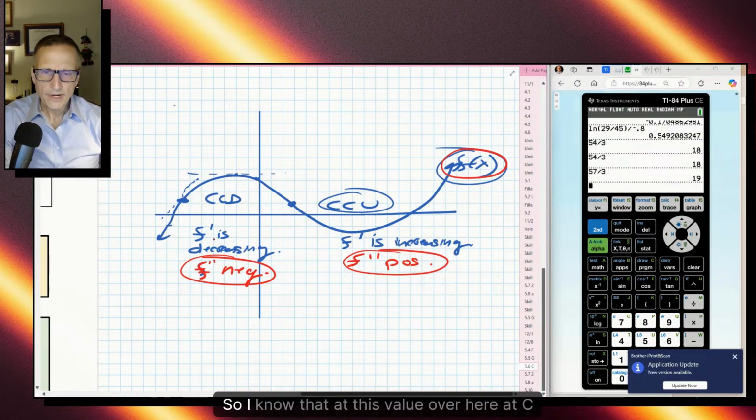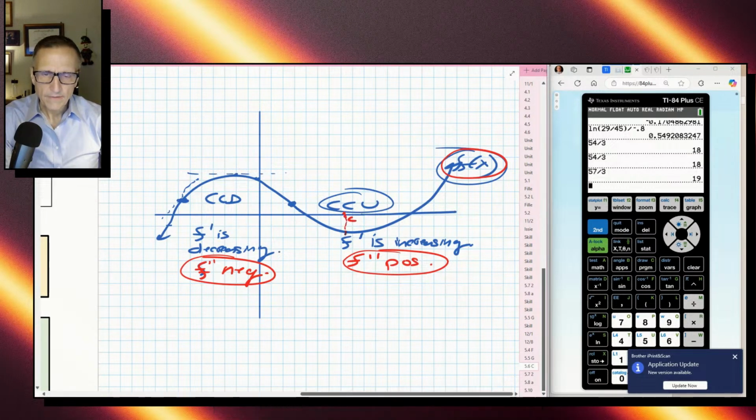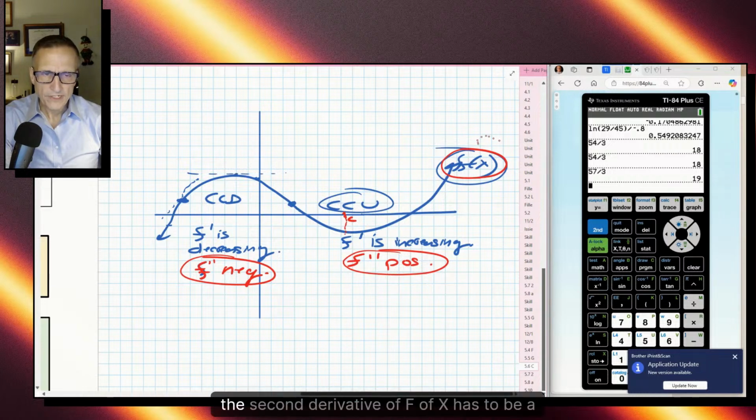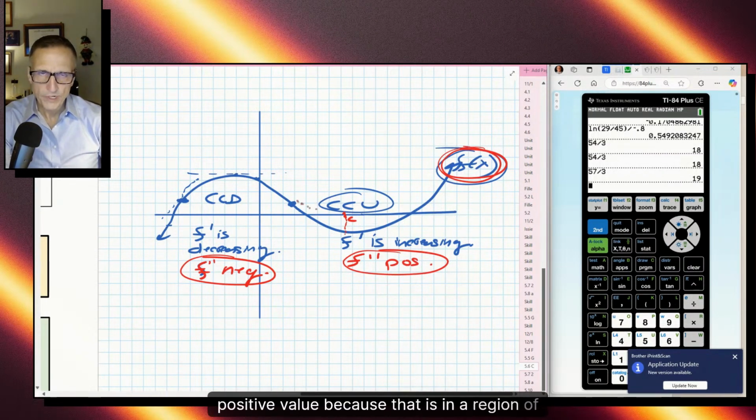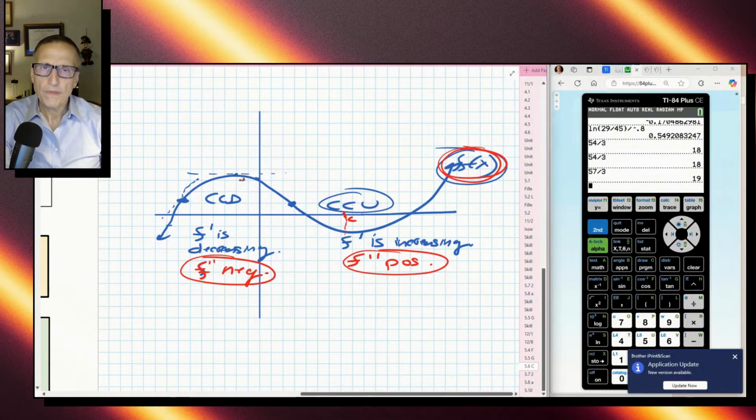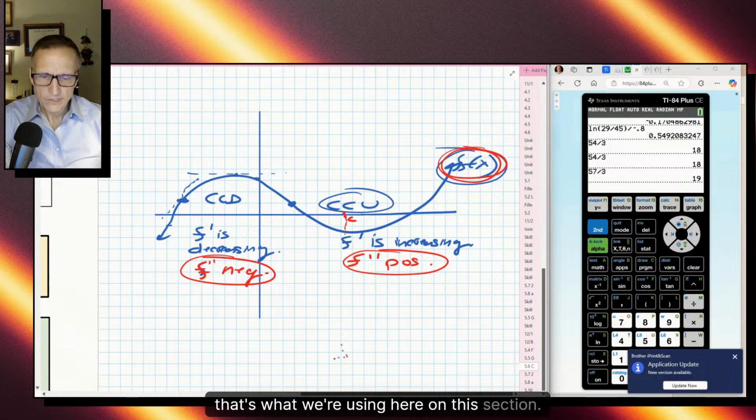So I know that at this value over here at c, f double prime, the second derivative of f of x, has to be a positive value, because that is in a region of concave upward. And that's what we're using here on this section.